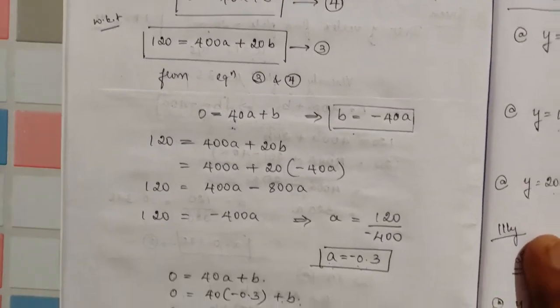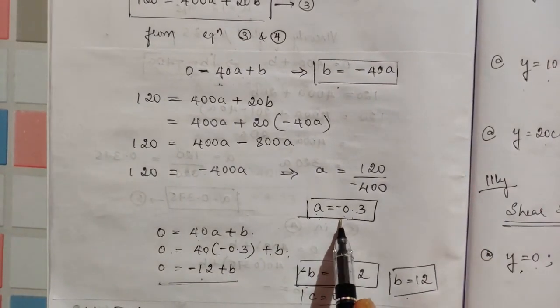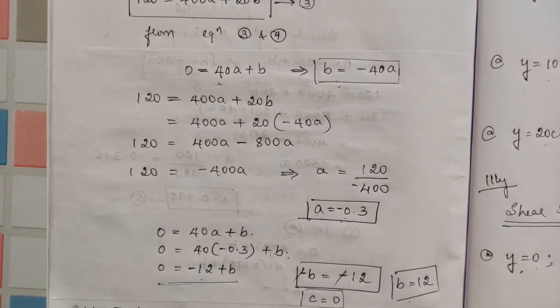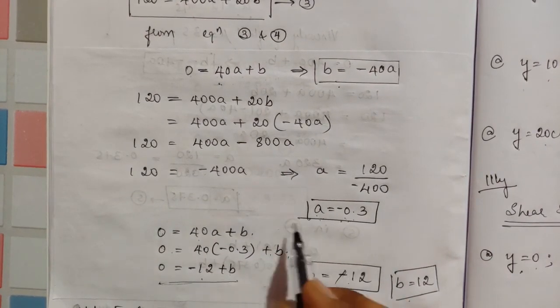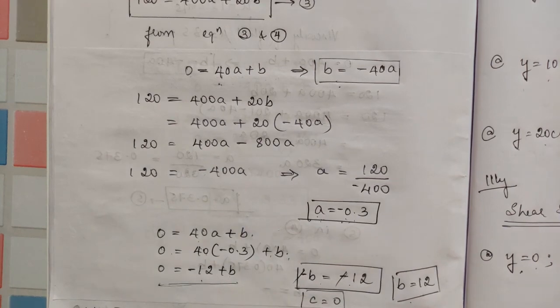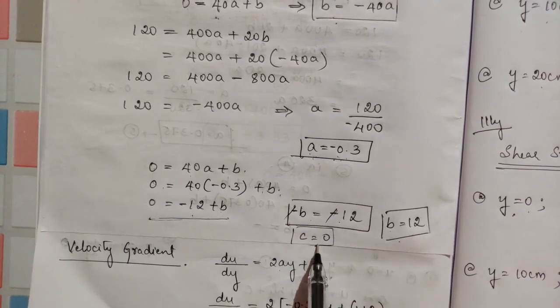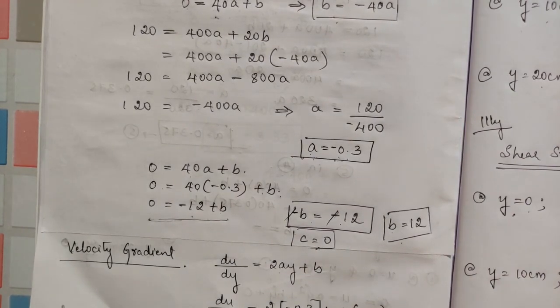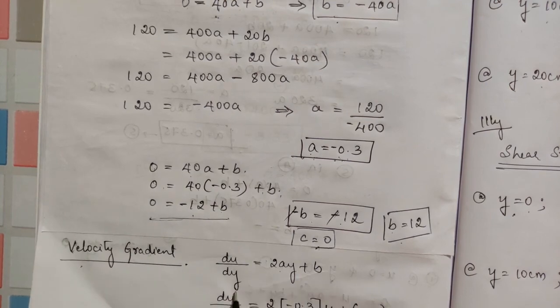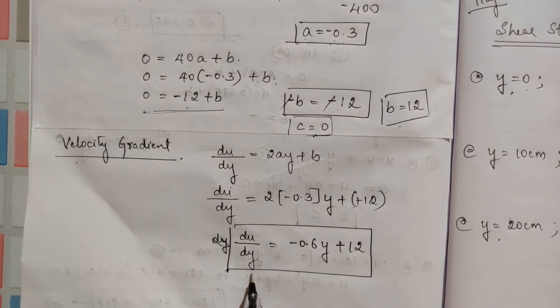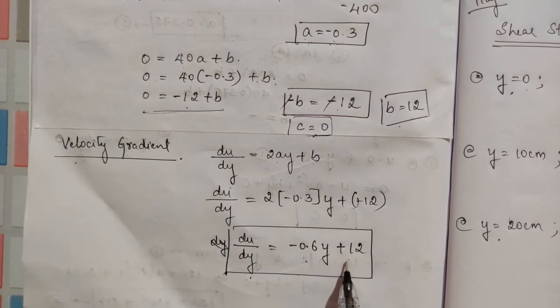Okay, after simplification, I got the value of a as minus 0.3, b as plus 12, and c as 0. Here in the simplification, do it properly, I was confused. Okay, a is equal to minus 0.3, b is equal to 12 and c is equal to 0. So what are we told to find? Velocity gradient, du by dy. So 2ay plus b. When I substituted the values, I got du by dy is equal to minus 0.6y plus 12.